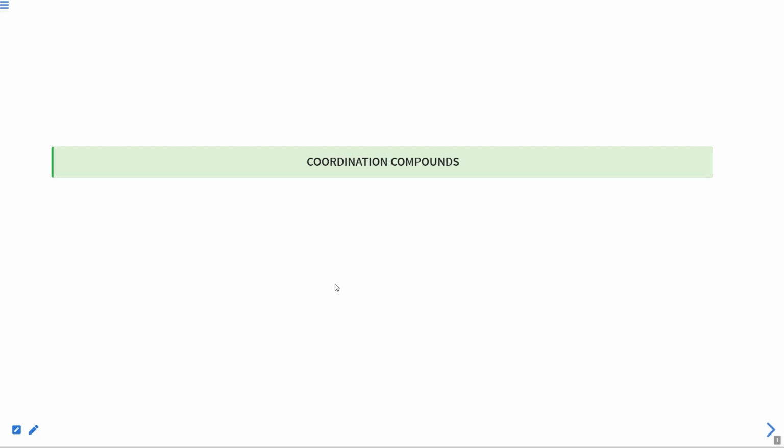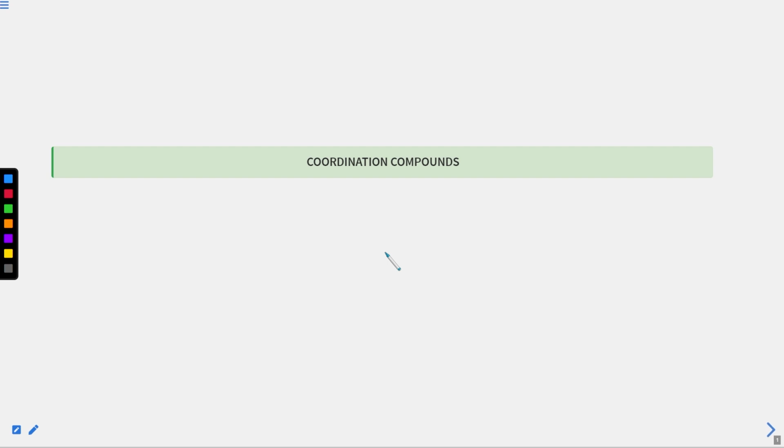So we were on the chapter coordination compound. If I talk about the previous class, till now we have covered the nomenclature, right? In the first class we covered the Werner theory, which was the first theory that describes our coordination compound. Then in the second class we moved to the isomerism part, right?